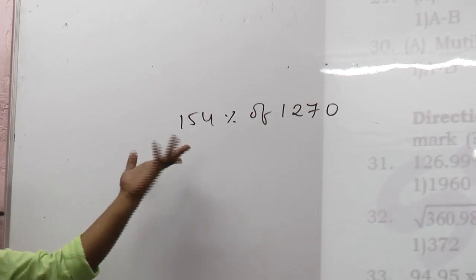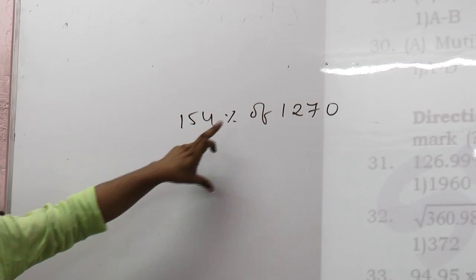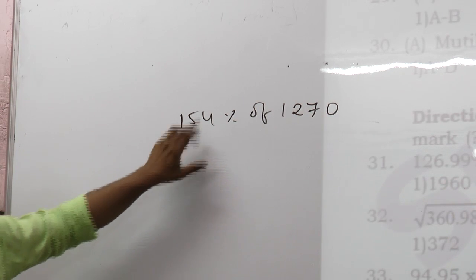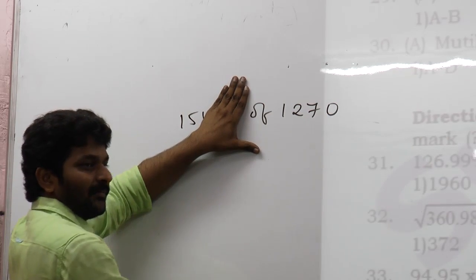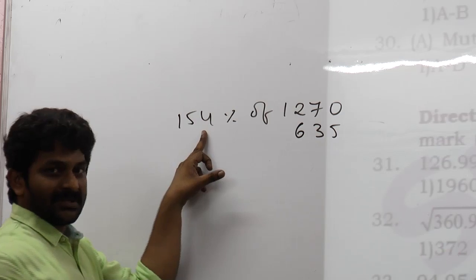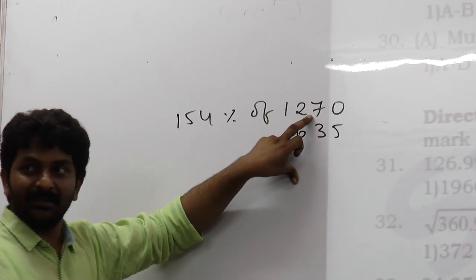A percent of B is the same as B percent of A. Instead of 127%, it is better to go for 154%. This is 100%, 50%, and then 4%. What about 1%?